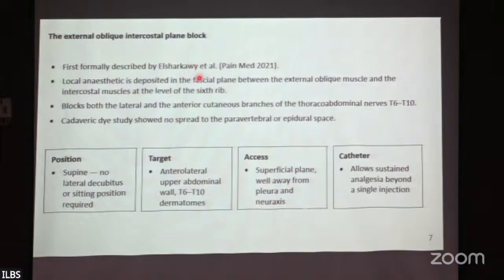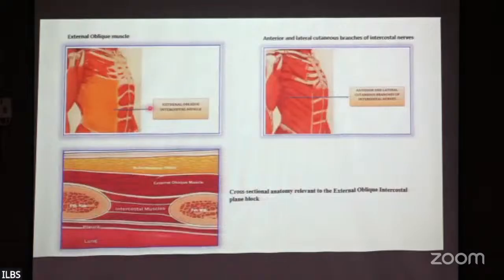It was first described by Elsharkawy in 2021. The block is actually a very superficial block. To understand the anatomy, after retracting the skin and the subcutaneous tissues, we come across the external oblique muscle in the anterior and lateral wall of the chest wall. Between the external oblique muscle and the intercostal muscles, we can see the branches of the anterior and lateral cutaneous nerves from T6 to T10 traversing in this plane. Our main target is to block the nerves in this plane.